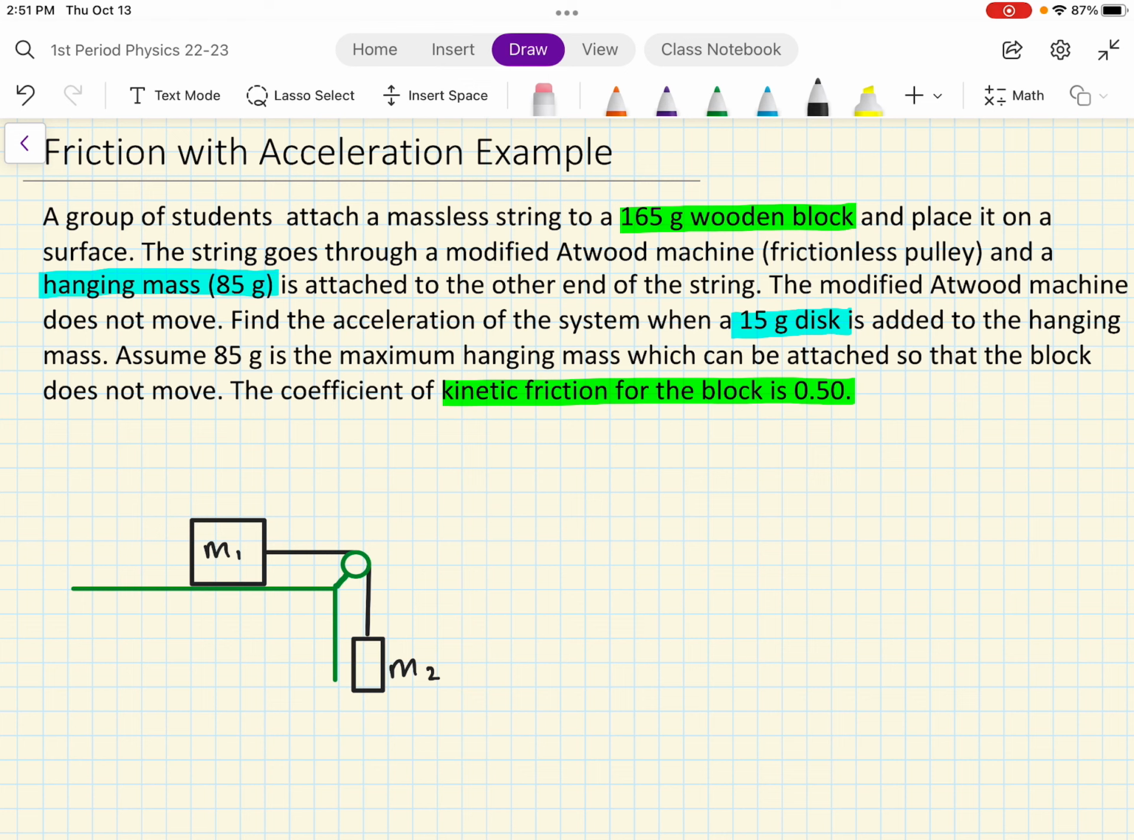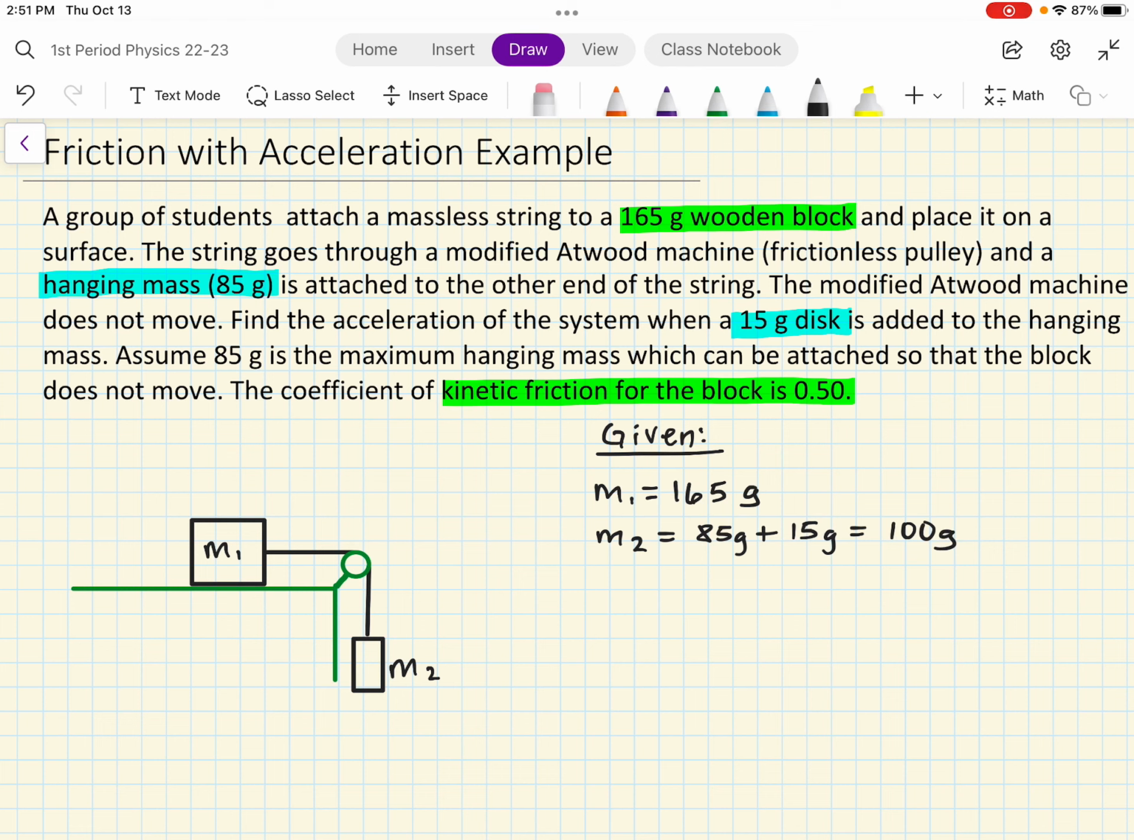So let's write down the given. We have mass 1, which is 165 grams. Mass 2 is no longer 85, but is 85 plus 15, that is 100 grams. So I'll have 85 grams plus 15 grams. That's a total of 100 grams.